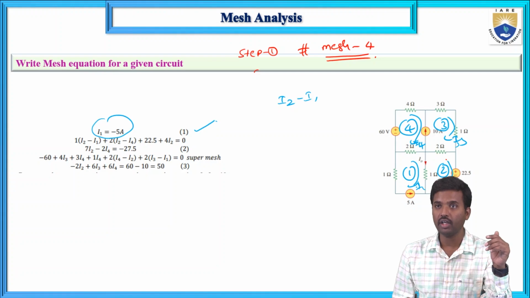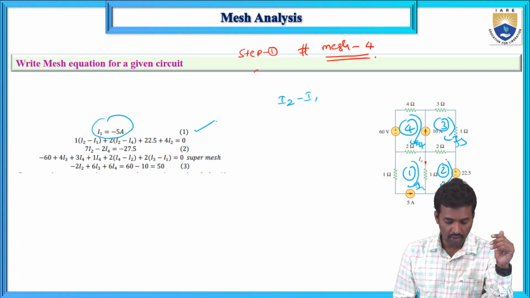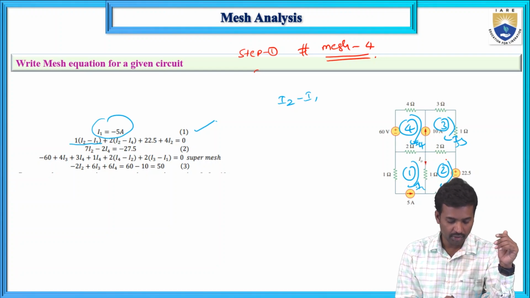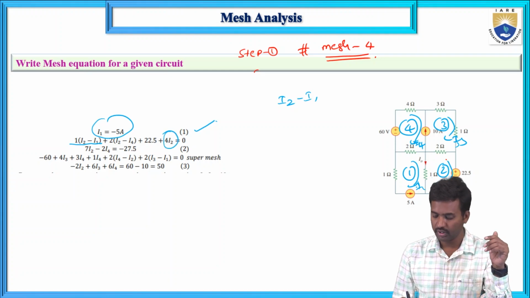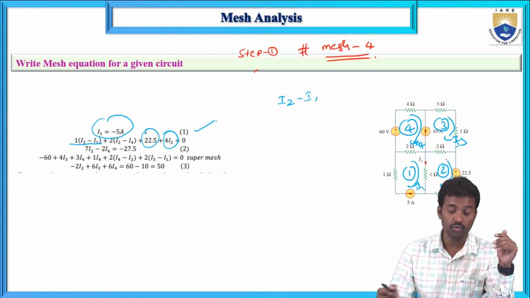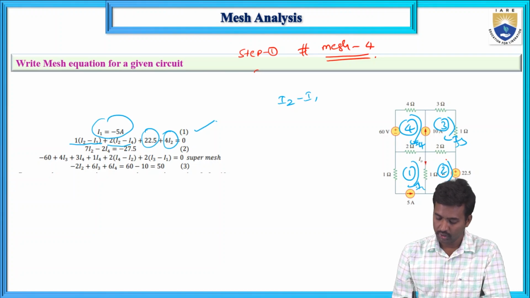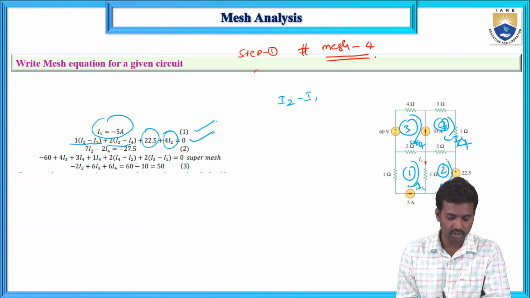Now if you apply KVL in mesh 2, here 1 into (I2 minus I1), and next 4 into I2. The current is flowing from plus to minus, that is the 22.5 volt source; there is no current here. And this one is 2 into (I2 minus I4). This is I4, and this is the fourth, and this one is the third. So now this equation is over.